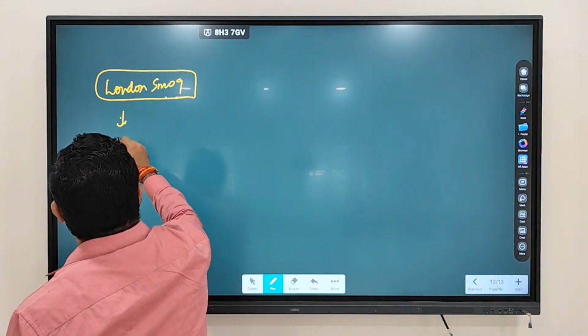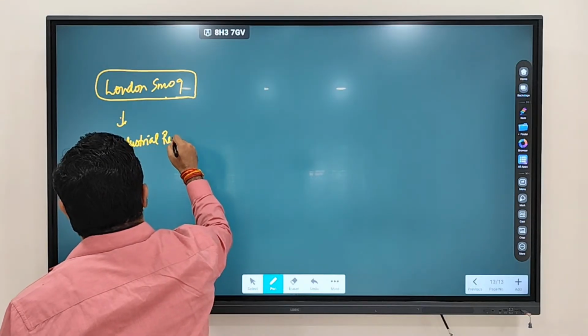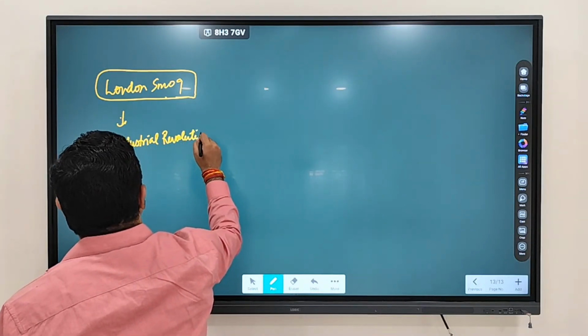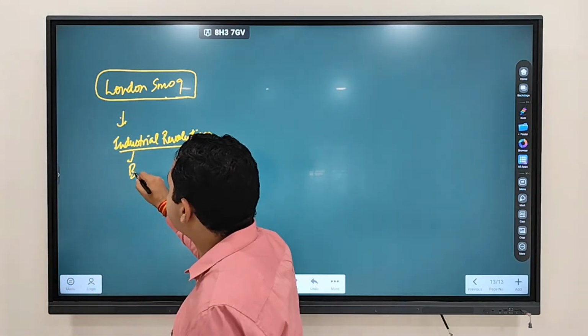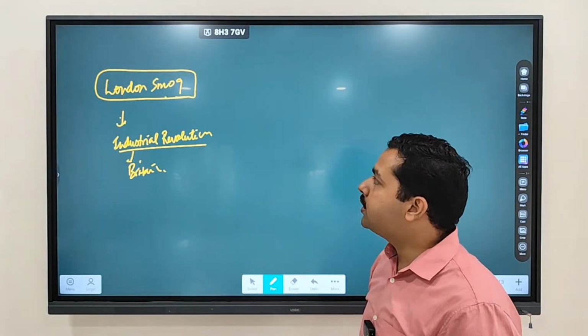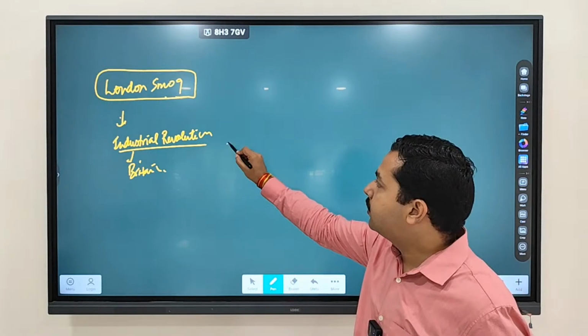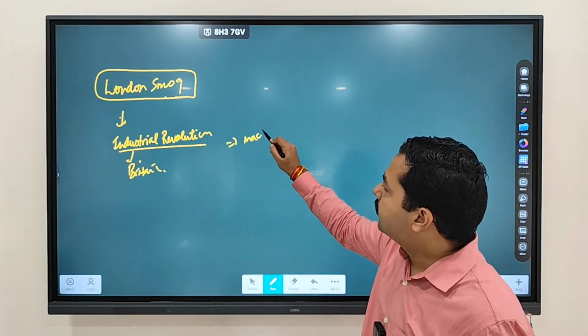Now, what happens is, after the industrial revolution, you know that the industrial revolution started where? It started in Britain. There you see the industrial revolution. And when it started in Britain, what had happened? You are now using machineries.